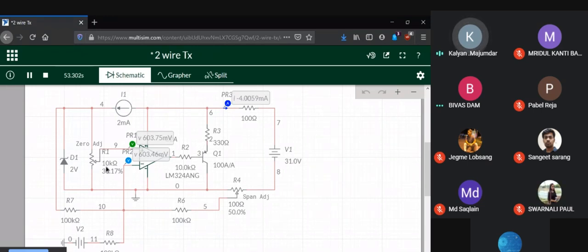Now I'll just show you a change in the zero span adjustment. Zero is at 30.17%. The range right now is: zero is at 30.17, or Z is 0.3017, and span is 50%, S is 0.5. For that the measurement range is 0 to 800 millivolts. Let's just change the zero.